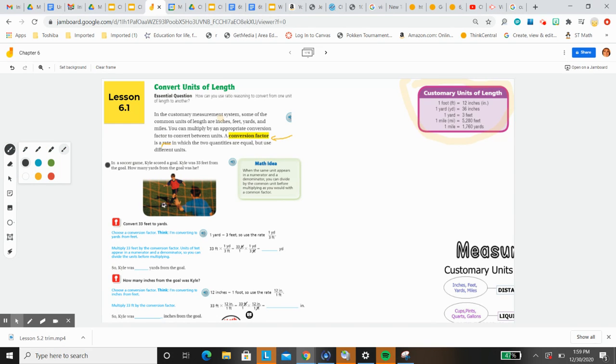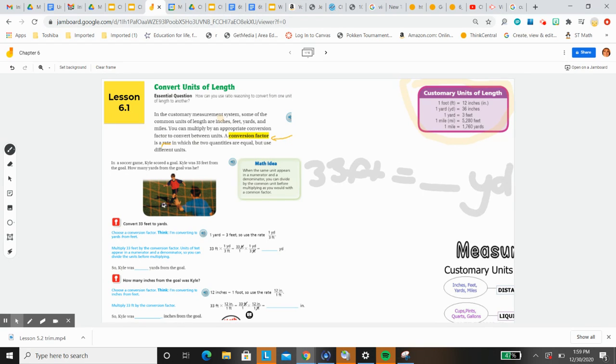Okay, let's read the problem. In a soccer game, Kyle scored a goal. Kyle was 33 feet from the goal. How many yards is he from the goal? So it's telling me that Kyle is 33 feet from the goal. But I want to know what that is going to be in yards.